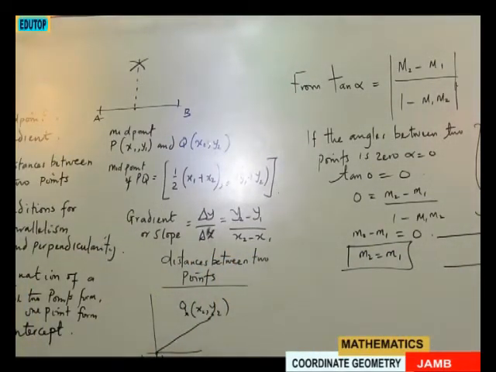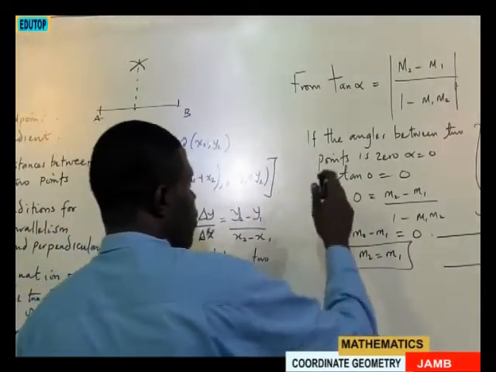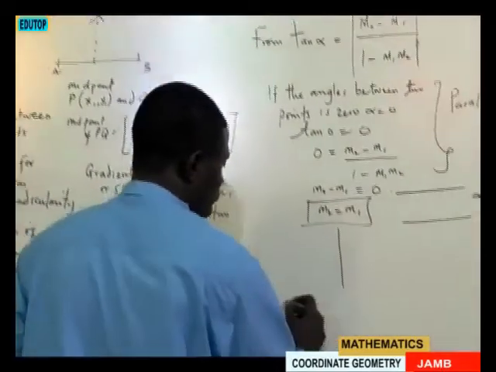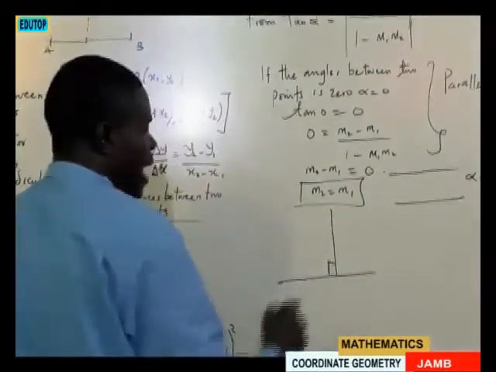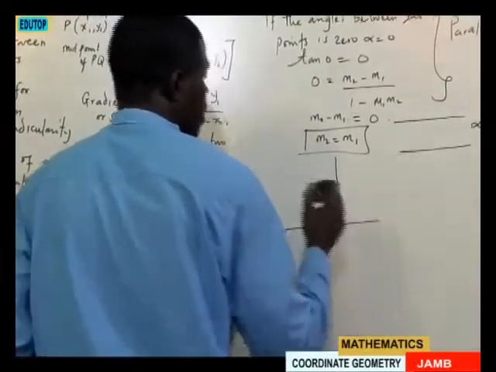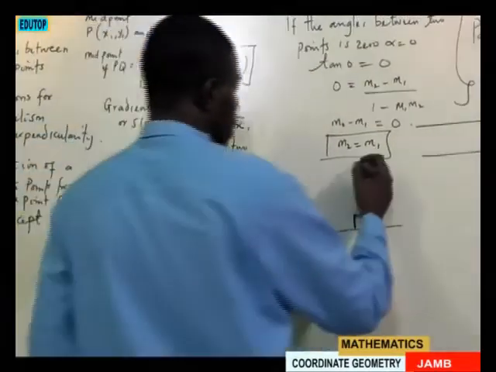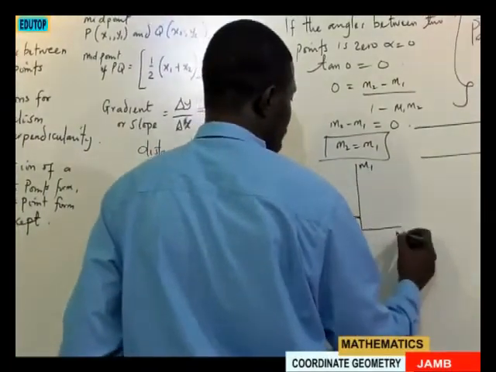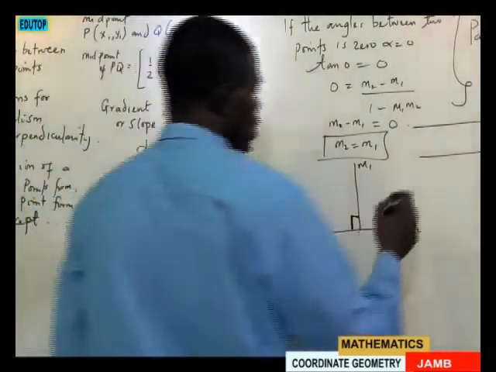Then the second condition, that is for perpendicularity. Before two lines can be perpendicular, that means the angle between them must be what? 90 degrees. That's our basic mathematics. So the angle between them, where the gradients are m1 and m2, must be what? 90 degrees.